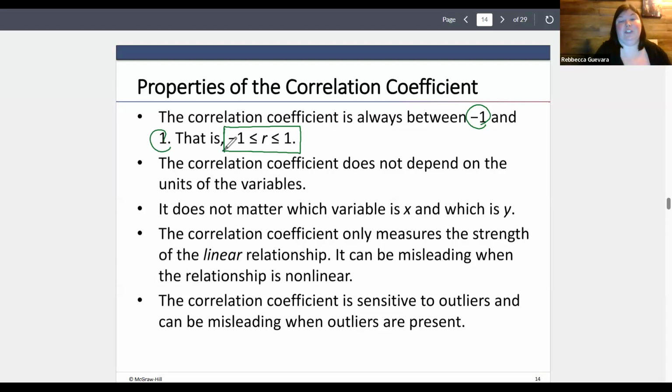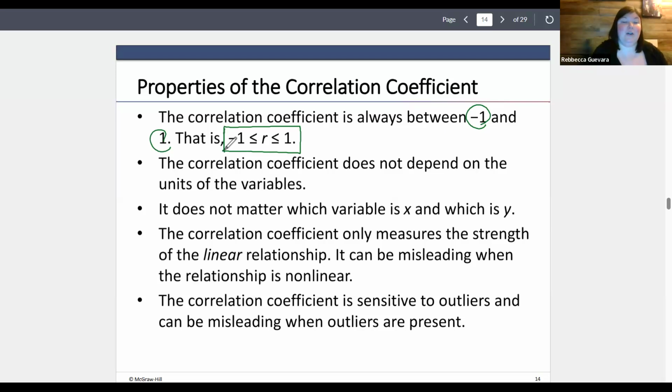The correlation coefficient does not depend on the units of the variables. Whatever the units are, they're not going to have an effect. If we were talking about, like I said, the sales price of houses, there isn't a unit attached to that correlation coefficient. A -1 isn't -$1. There are no units attached to this. This is just a measure of the strength of the relationship between the two variables.